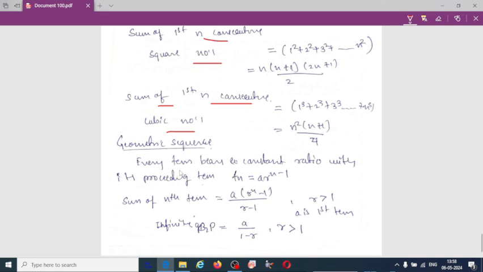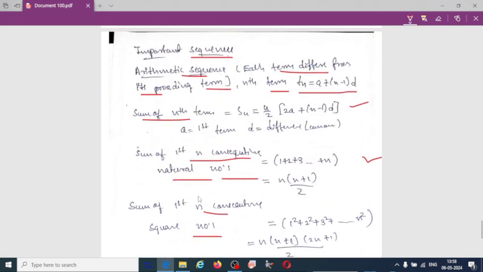Geometric sequence: every term has a constant ratio with its preceding term. This is the equation to find the nth term: Tn is equal to a into r to the power n minus 1. The sum of n terms is given by a into (r to the power n minus 1) by (r minus 1), where r is greater than 1. For an infinite geometric progression, this is the equation: a by 1 minus r.